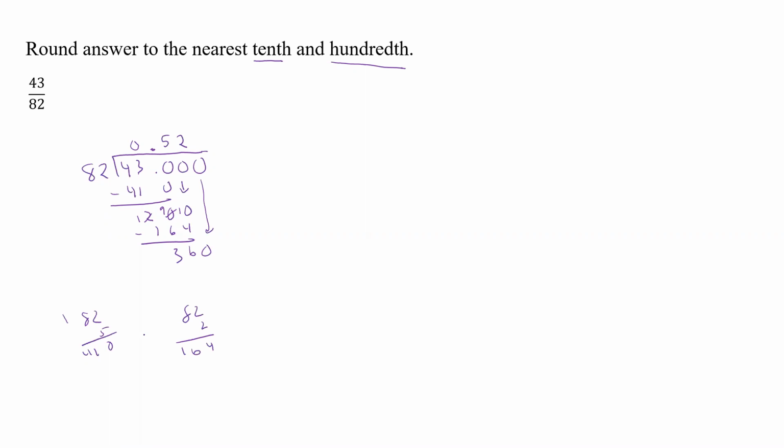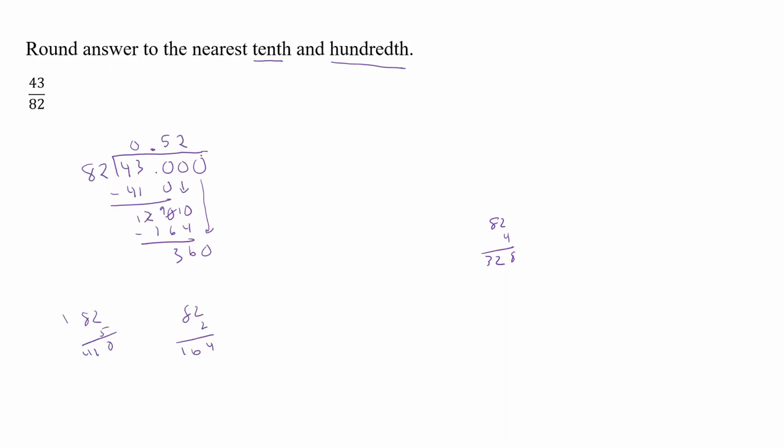So 360. Okay, well, now we have to be less than 5, so it looks like we're going to have to take 82 times 4, so that's going to give us 8, and that's going to give us 32, so that's a 4. Whoa. That's going to give us 4. And so that's going to be 328. So we have to borrow here. So 10 minus 8 is 2. 5 minus 2 is 3. That's going to be a 0.